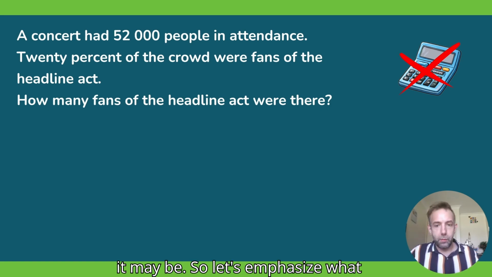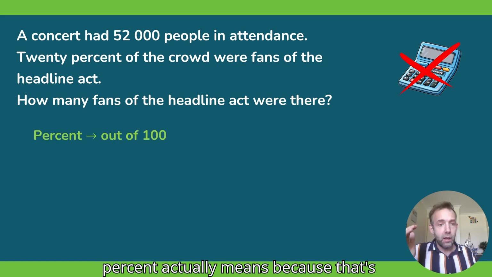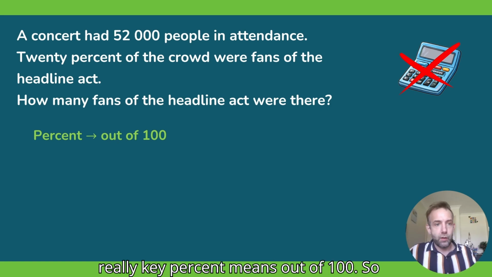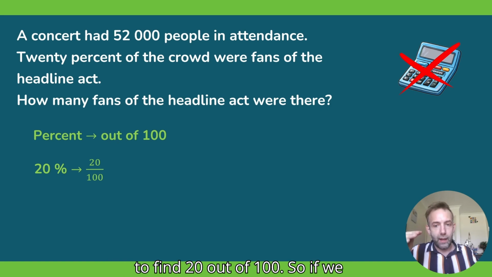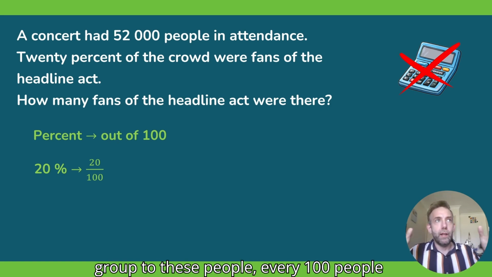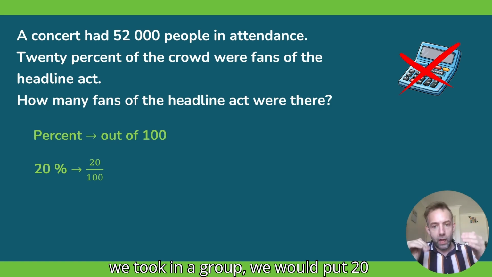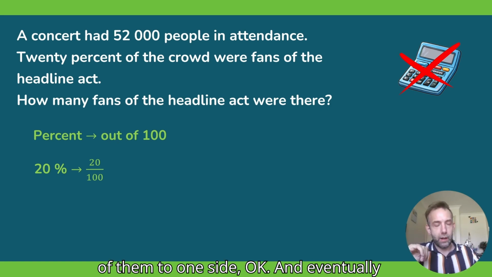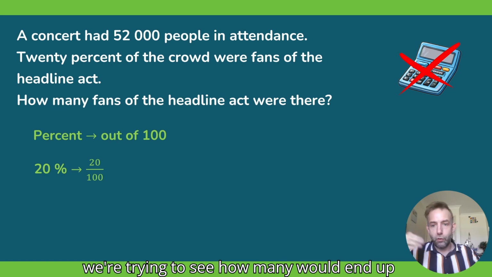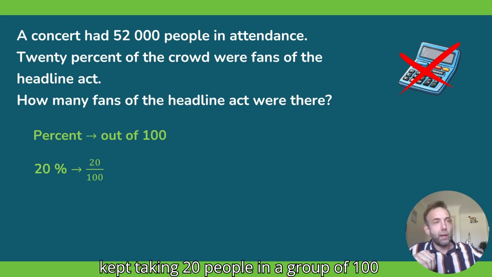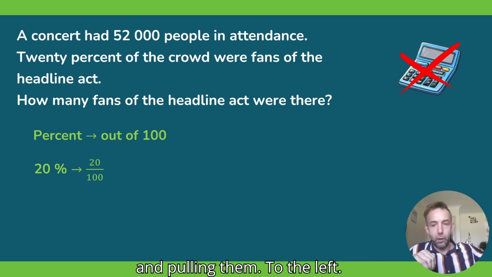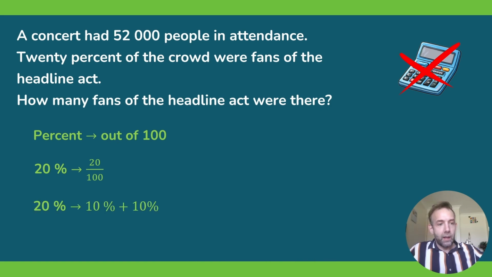So let's emphasize what percent actually means, because that's really key. Percent means out of 100. So if we're trying to find 20%, we're trying to find 20 out of 100. So if we grouped these people, every 100 people we took in a group, we would put 20 of them to one side, okay? And eventually we're trying to see how many would end up on that, let's say, left-hand side if we kept taking 20 people in a group of 100 and pulling them to the left.